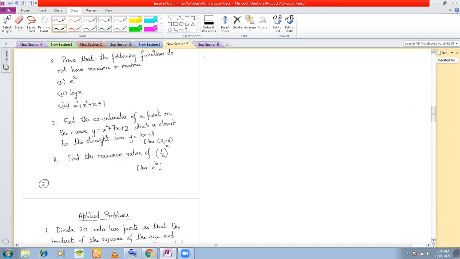Now look at number 7. Find the coordinates of a point on the curve y is equal to x square plus 7x plus 2, which is closest to the straight line y is equal to 3x minus 3. This is, suppose, your curve, and you have to find a point on this curve which is closest to, say, this straight line. Suppose I draw a straight line here.